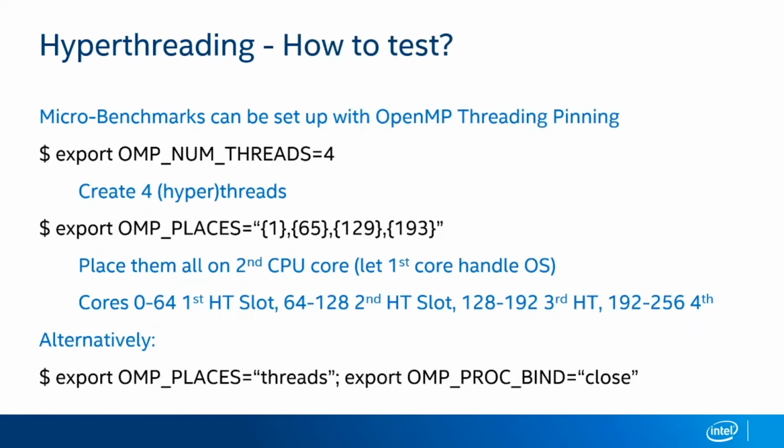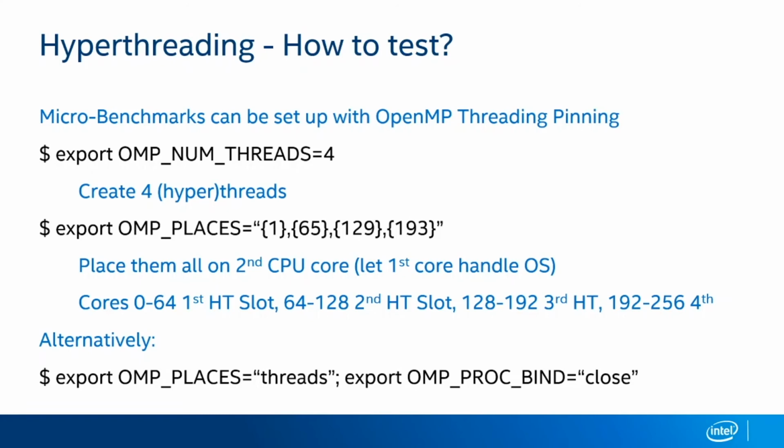If you're interested in exploring how hyperthreading affects the performance of your application, or maybe a particular kernel that you have, we can do some testing using OpenMP. So in this example, I do export OMP_NUM_THREADS=4.